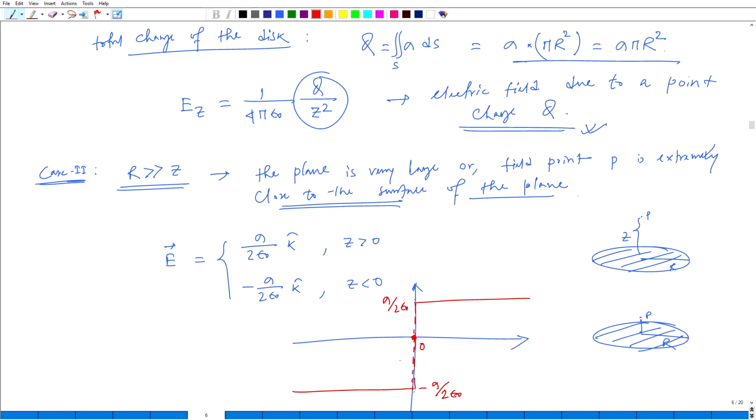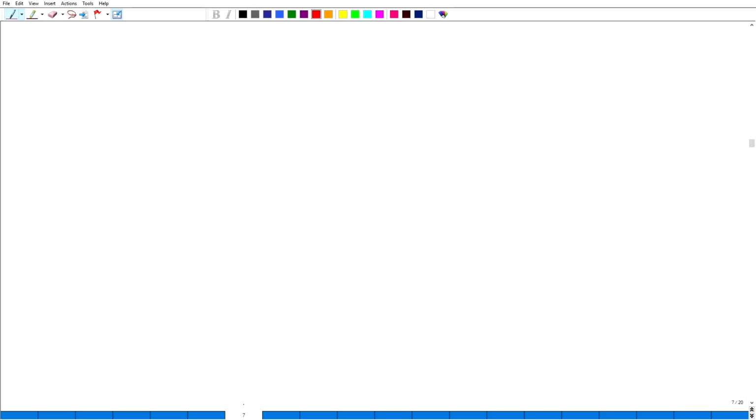So, finite discontinuity remains there, because the finite discontinuity comes from the point above the disc and the point below the disc. So, there is a difference, and this difference remains there. So, if you calculate the discontinuity of the electric field when you cross the plane.